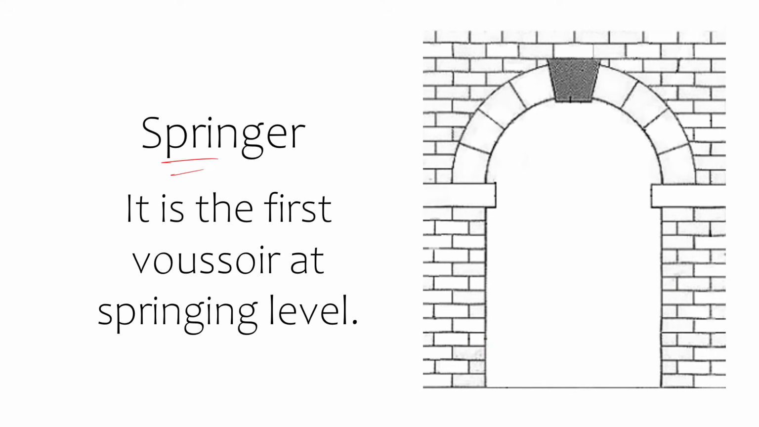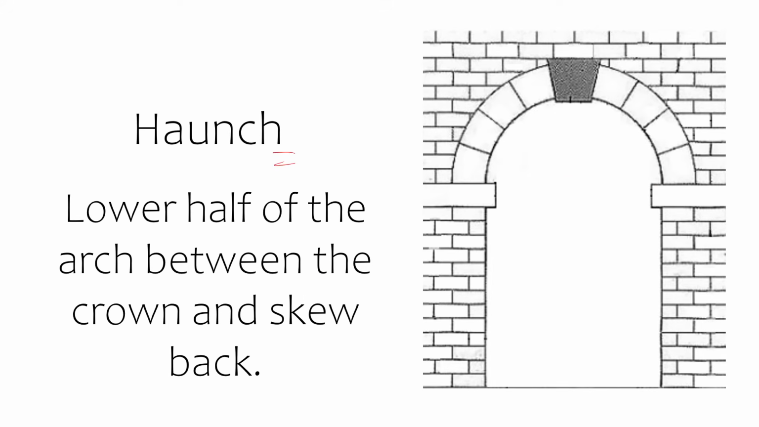Next is springer. It is the first bossoid at springing level. So we had the springing level here. So the first bossoid from both sides is known as springer. Next is haunch. Haunch is the lower half of the arch between the crown and the skew back. So between the crown and skew back, lower half. So from here till here, this is known as haunch.